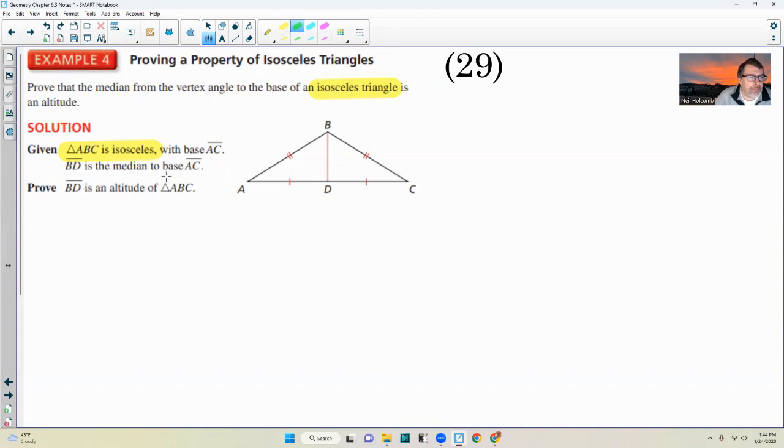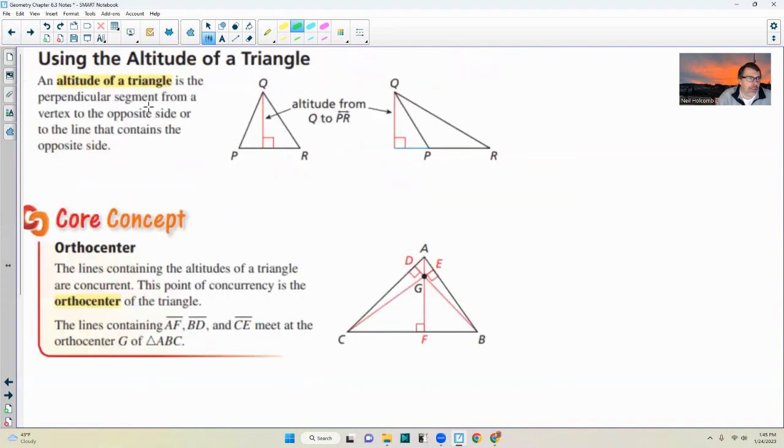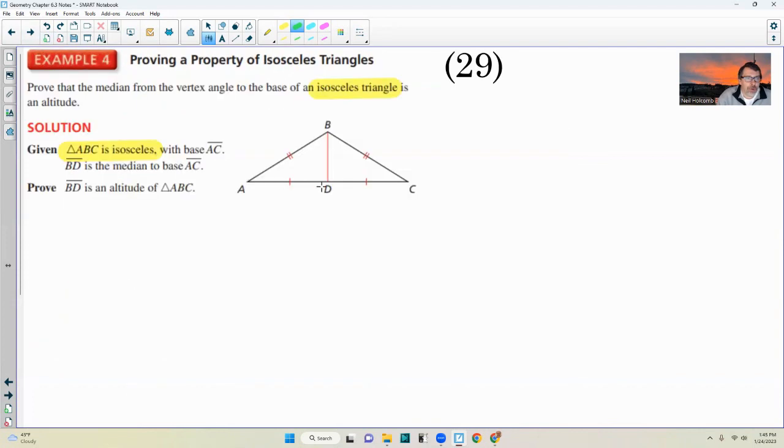We need to prove that BD is an altitude of triangle ABC. So what is an altitude? Well, let's go back. An altitude is a perpendicular segment from a vertex to the opposite side or to the line that contains the opposite side. So what we need to prove here is that BD is perpendicular to AC.